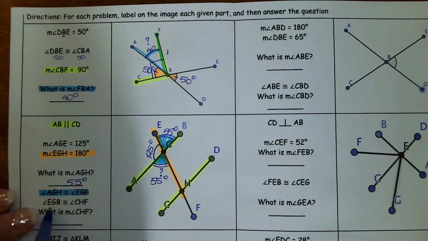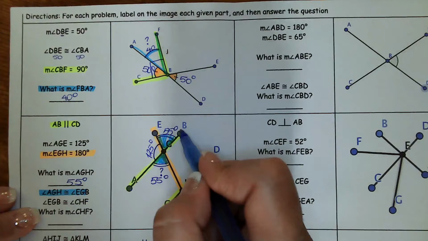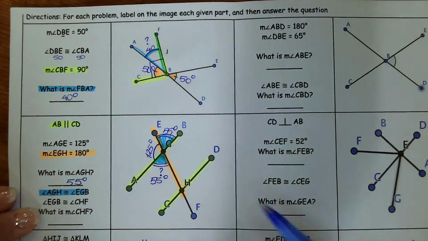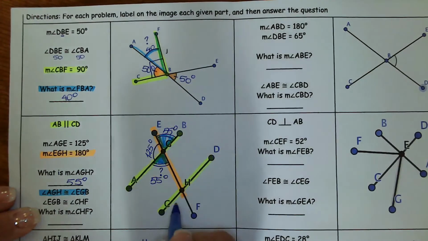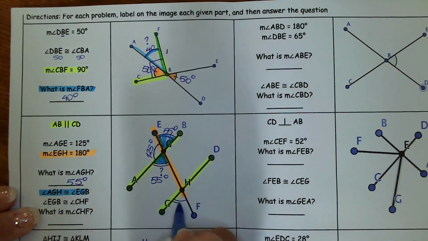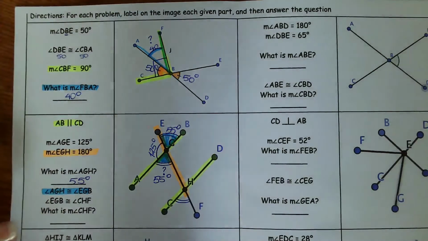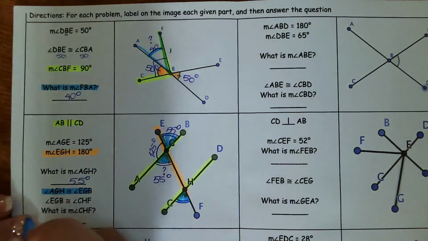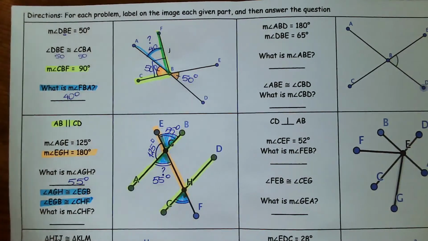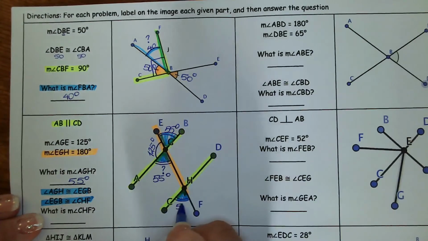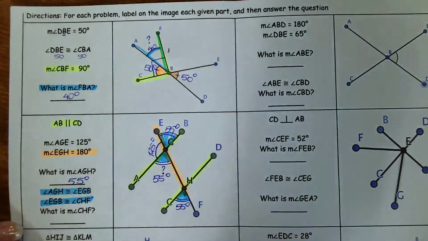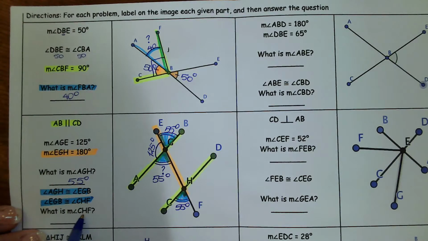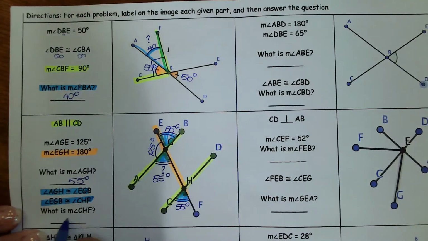Another statement I have is that EGB is congruent to CHF. Where is CHF? Let's find CHF. If they're congruent, I'm going to use that same double arc and color it the same color. So if those two are congruent, it means that they both have to be 55 degrees as well. So what is the measure? In other words, how many degrees? Angle CHF. CHF is 55 degrees.